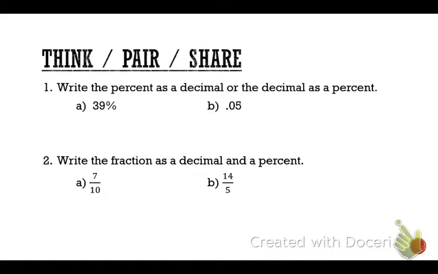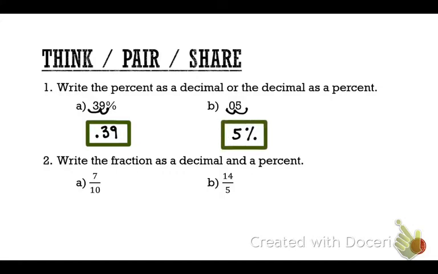Okay, on the think, pair, share section, guys, it says write the percent as a decimal or the decimal as a percent. Just the girls, what is 39% as a decimal? 0.39 is correct. Very good, because as you know, all we did was we moved the decimal point 2 places to the left. Just the boys. What should I do with that decimal point to turn it into a percent? We do the opposite. 2 times to the right. Boys, what's the answer? 5%.